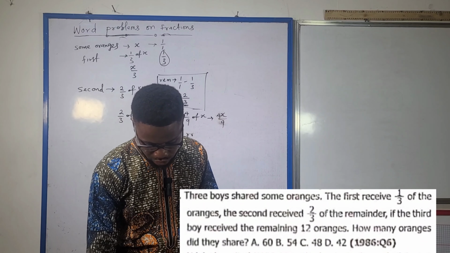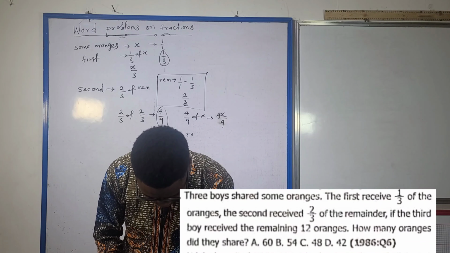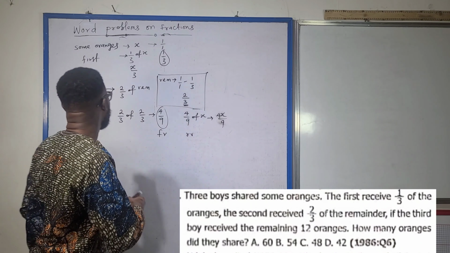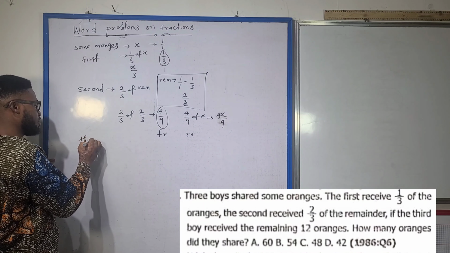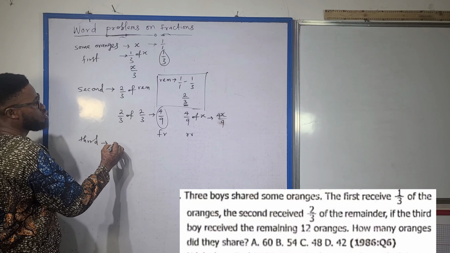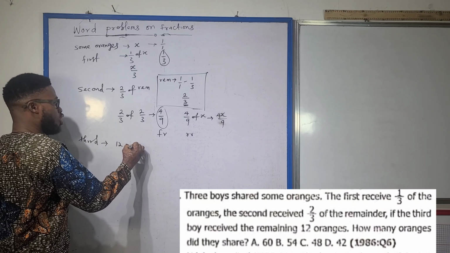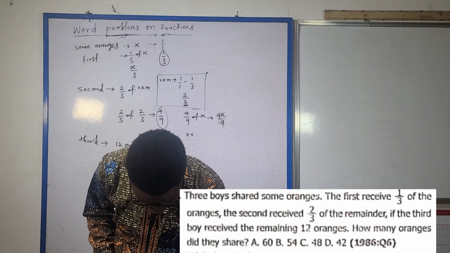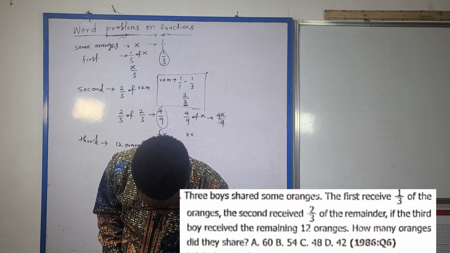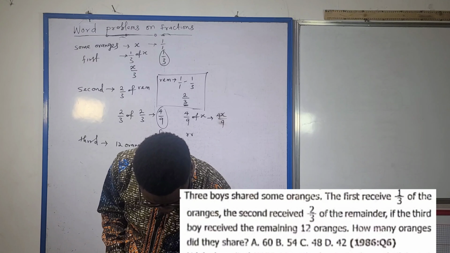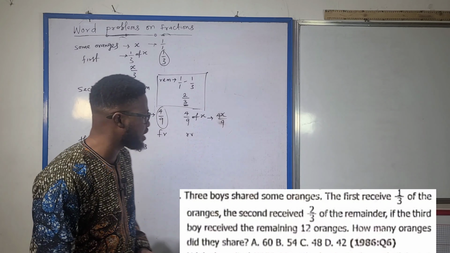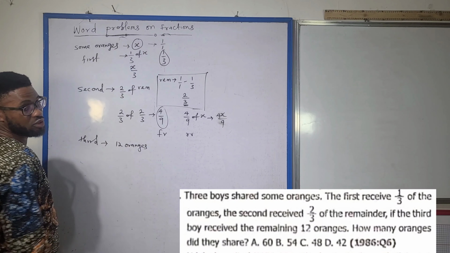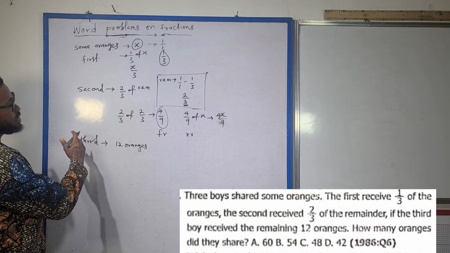Moving on with the question, it goes further to say, if the third received the remaining 12 oranges, so it means we have a third person who received 12 oranges. So what do they want in this question? We were asked how many oranges did they share? So this is the oranges they share. Are you with me? The oranges shared is actually X.